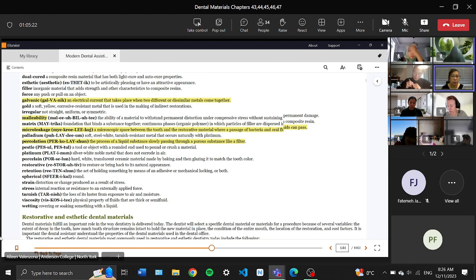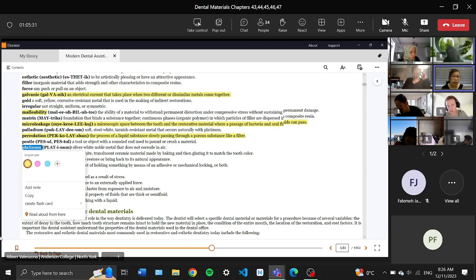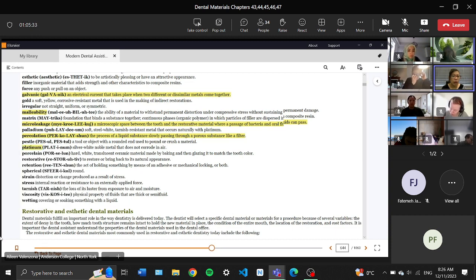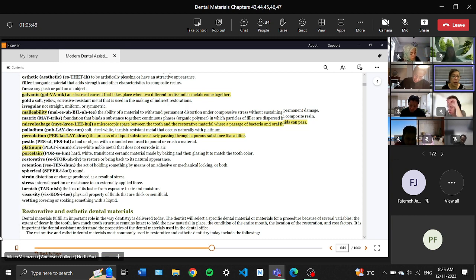Platinum, a silver-white noble metal that does not corrode. So these are the good metals that we always use because they prevent corrosion. Porcelain, a hard, white, translucent ceramic material made by baking and then glazing it to match tooth color. So porcelain is the most commonly used ceramic.